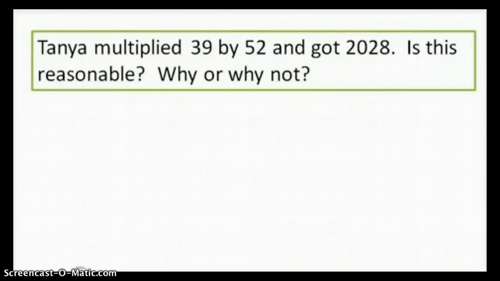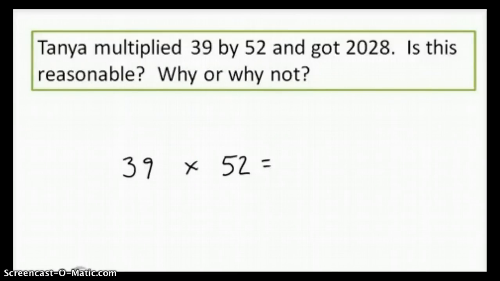Let's look at a problem to try out this idea. Tanya multiplied 39 by 52 and got 2028. Is this reasonable? Why or why not? Well, Tanya multiplied 39 times 52, so we'll write this down.